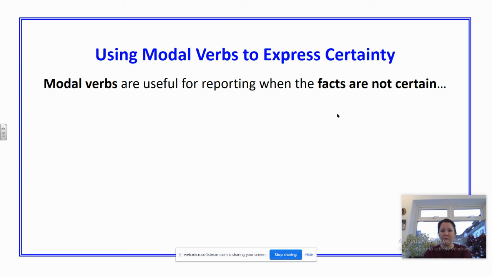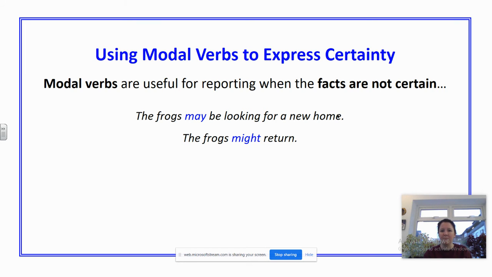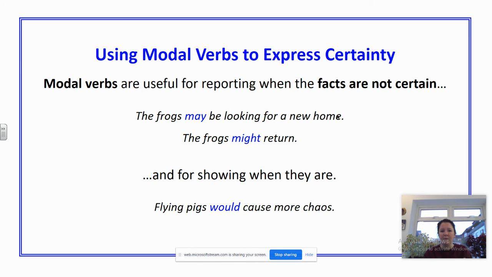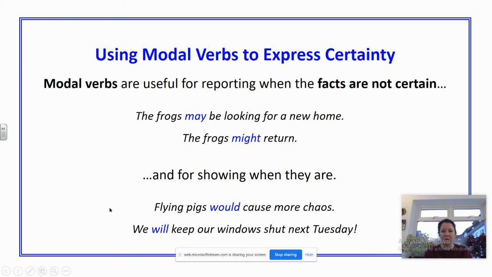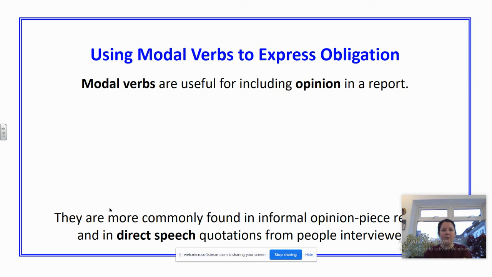So modal verbs are useful for reporting when facts are not certain. So the frogs may be looking for a new home. May is the modal verb. The frogs might return, and for showing when they are. Flying pigs would cause more chaos. We must keep our windows shut till next Tuesday. Or we will keep our windows shut till next Tuesday, excuse me. So modal verbs are useful for including opinion in a report.